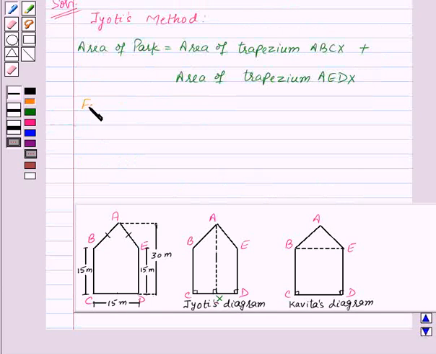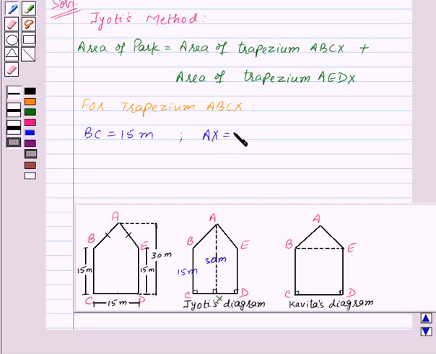Now, for trapezium ABCX, BC is parallel to AX and BC is equal to 15 meters. AX is equal to 30 meters. And CX is the perpendicular distance between these two parallel lines. So, the height of this trapezium will be CX. So, let's write, height is equal to CX. And now, we need to find the length of CX.